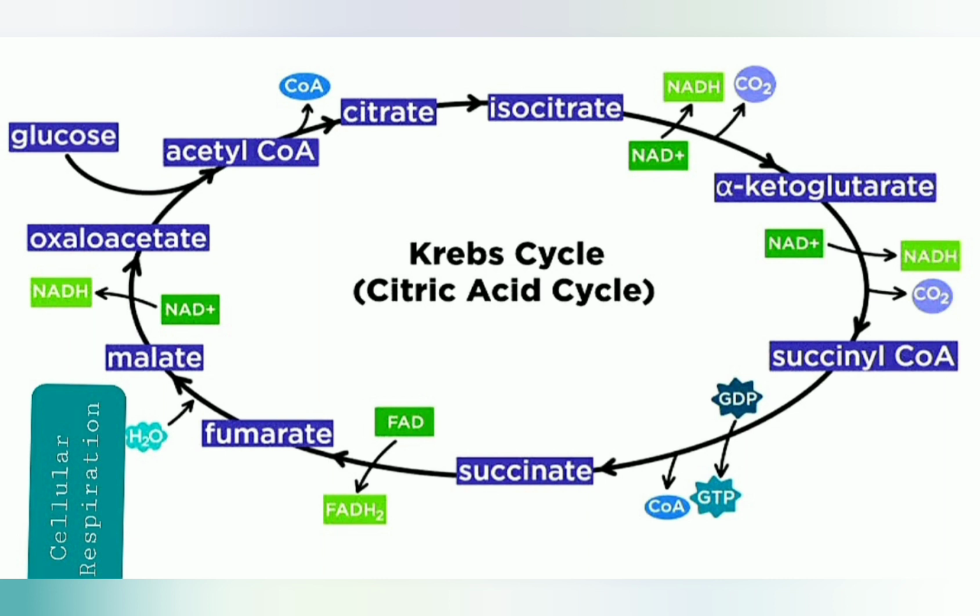Citric acid cycle, as we all know, is the second step of aerobic respiration, the first being glycolysis, where glucose is broken down into two pyruvate molecules. I would like to suggest that people first go through my glycolysis lecture. In case you have missed it, I'll share the link at the end of the video. Kindly go through that before coming to this.